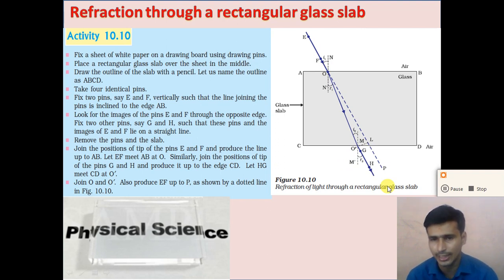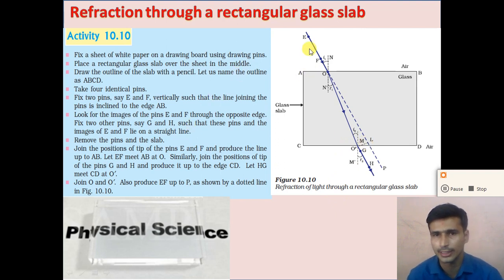The GH line is somehow shifted from the EF line, right? If we extend this EF line, it is in this direction, but we get the GH ray in a direction somehow shifted from the incident ray, shifted from the EF line, and this shift is known as the lateral shift. Why does this happen? Because of the refraction of the light.